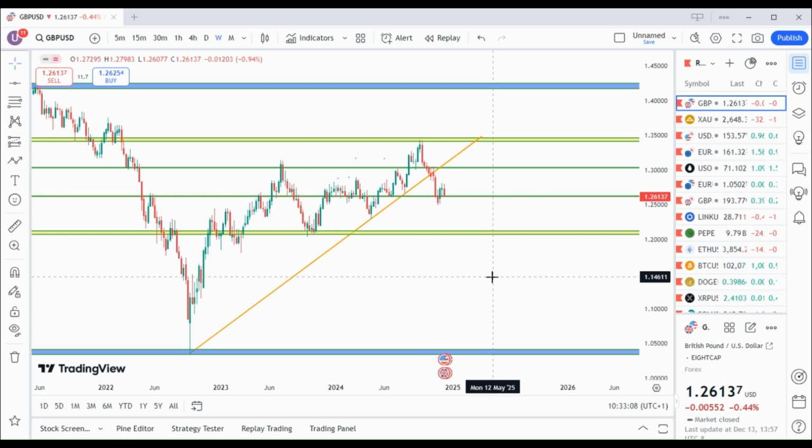Our last week analysis was spot on. Our Euro JPY pairs gave us over 300 pips. GBP JPY pairs gave us over 400 pips. Some of you guys that followed my analysis are passing their prop firms.